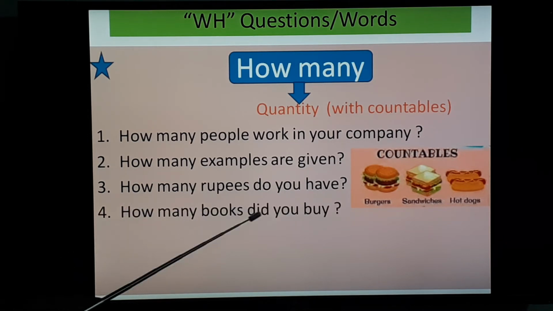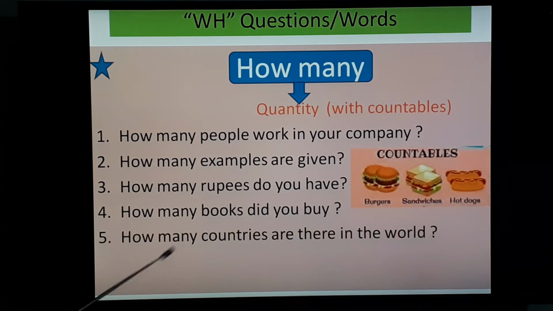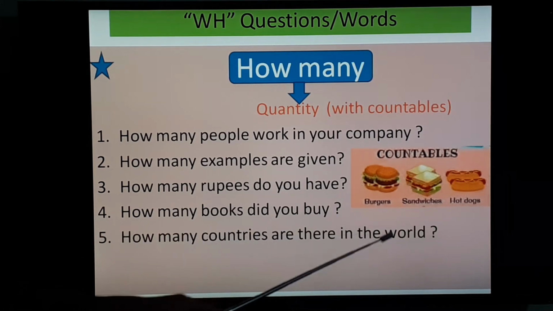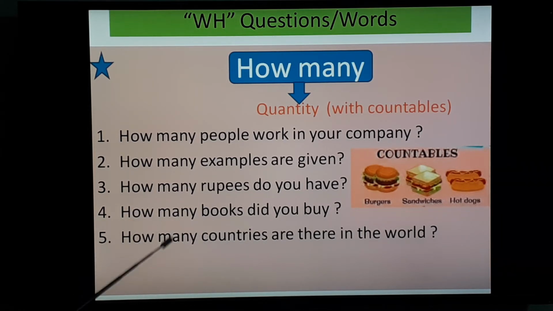How many books did you buy? How many countries are there in the world? So countries can be counted. That is why I have asked the question with how many.